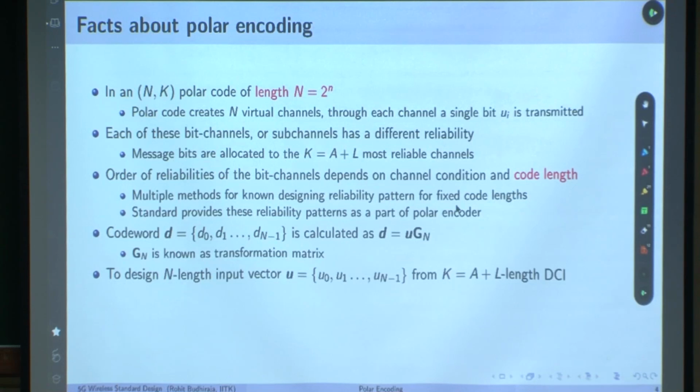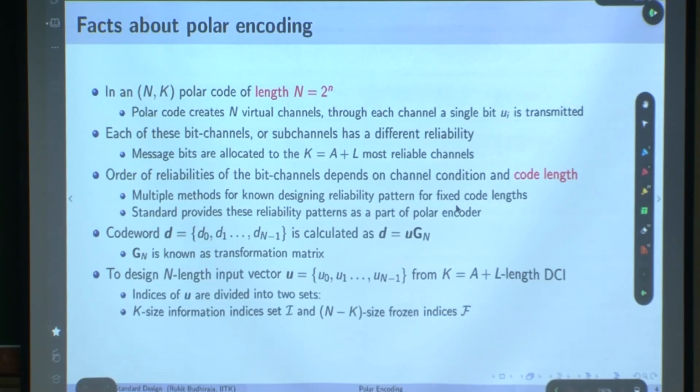Look at this equation carefully. D is the output, of length n, and G is an n cross n matrix. What will be the length of U? It has to be n cross 1, so that you can multiply it. But how do you create this U from the k length DCI? What is the length of DCI? Capital K. But you need to feed in capital N inputs, so you need to create this U.